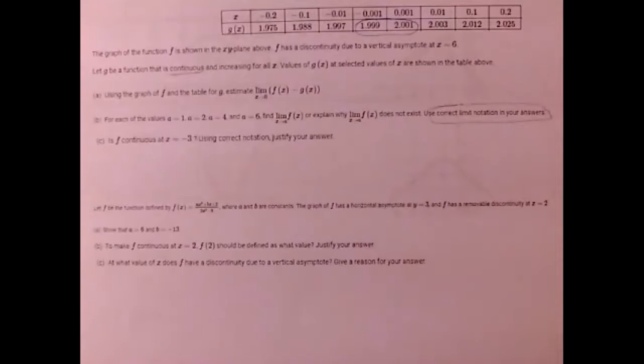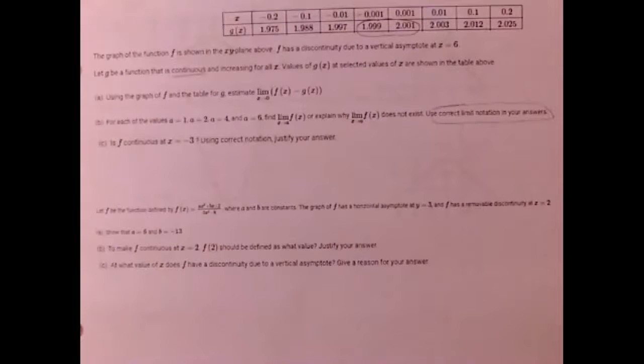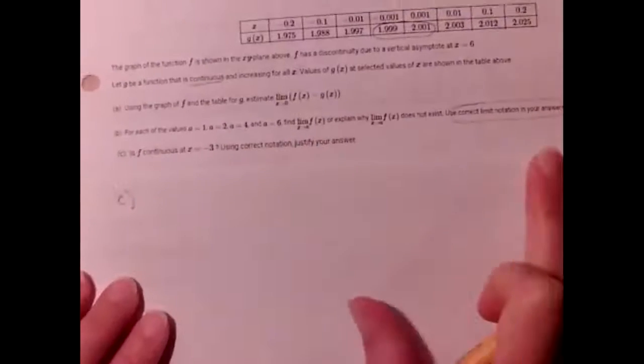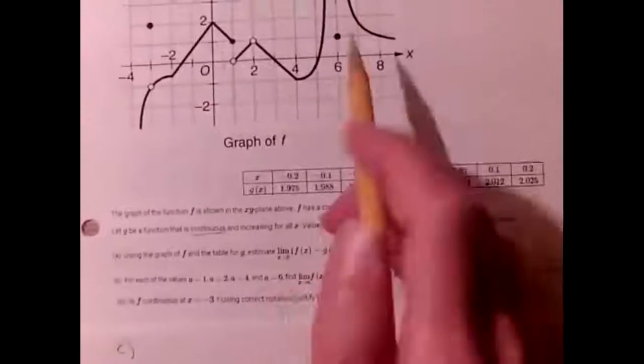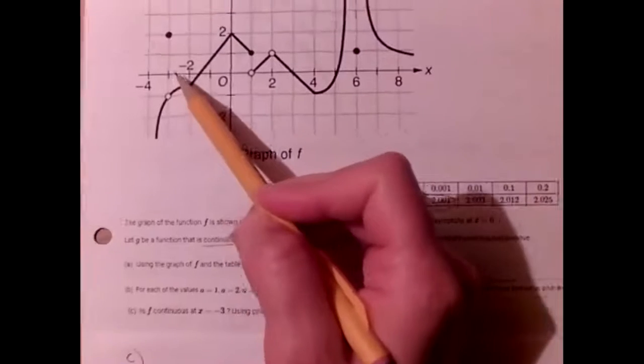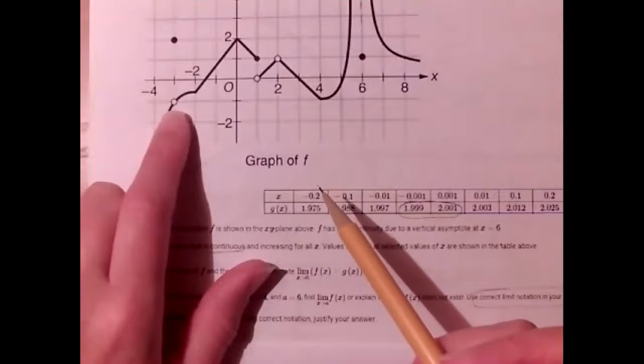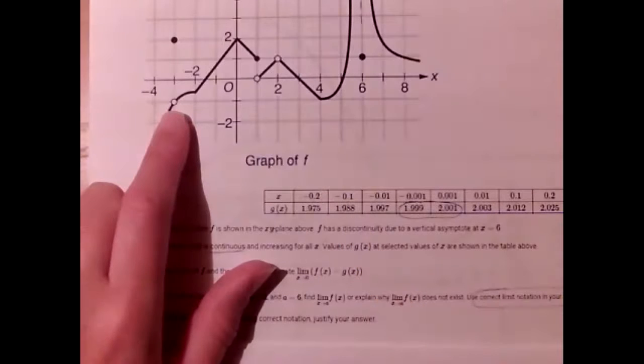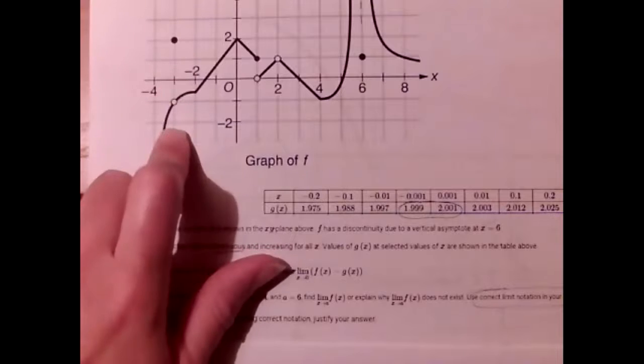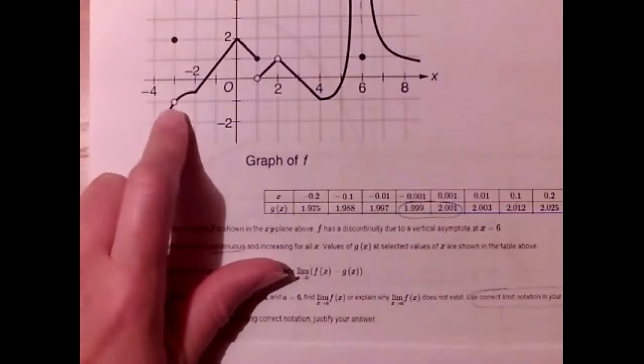All right, and then letter C, is the function continuous at -3? So it's like a yes or a no, and then justify your answer. All right, so let's see what's going on at -3. Do we think that -3 is a yes or a no? Do you guys think yes or no for x equals -3? Is the graph continuous there?